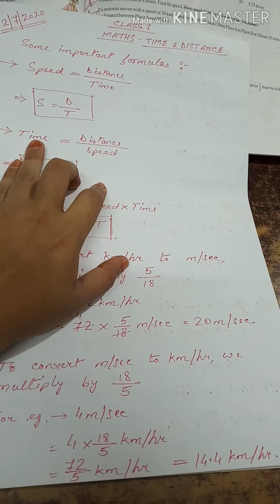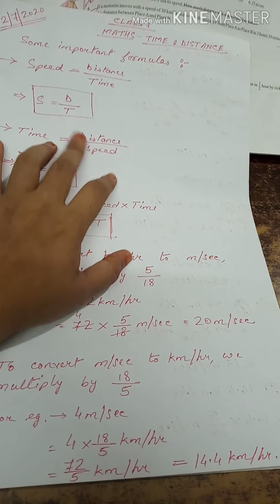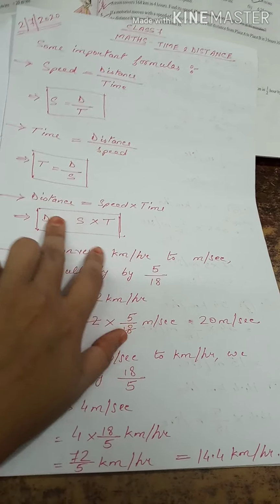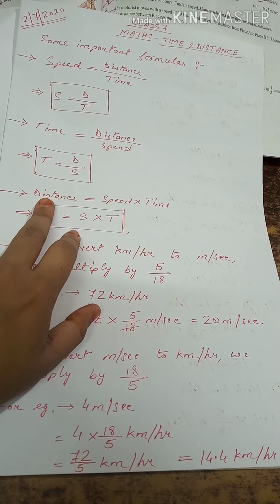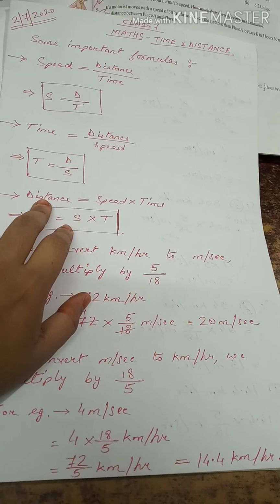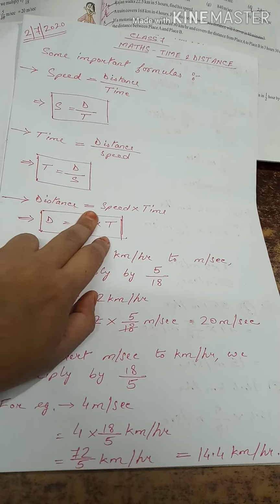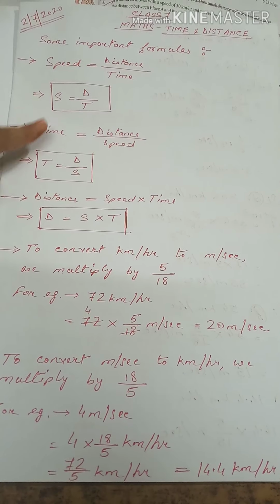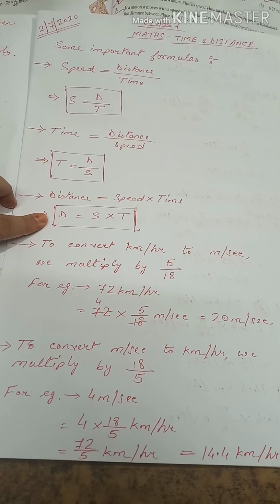Then suppose you need to find out time, so you have to apply the formula of time equals distance by speed. Next, suppose you need to find out distance, in that case you have to use the formula distance equals speed into time. So these are the three main formulas that you need to remember.